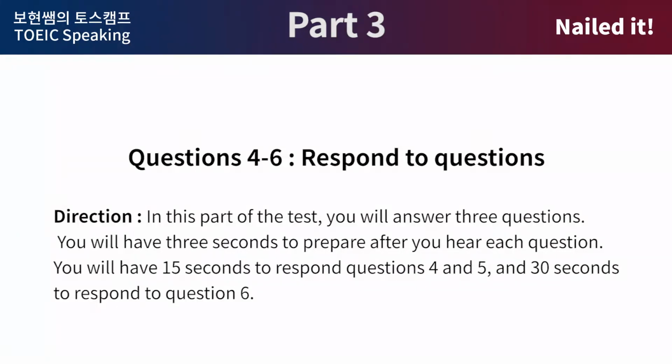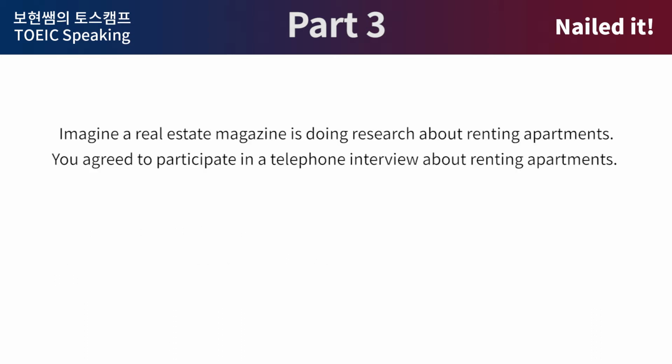In this part of the test, you will answer 3 questions. You will have 3 seconds to prepare after you hear each question. You will have 15 seconds to respond to questions 4 and 5, and 30 seconds to respond to question 6. Imagine a real estate magazine is doing research about renting apartments. You agreed to participate in a telephone interview about renting apartments.